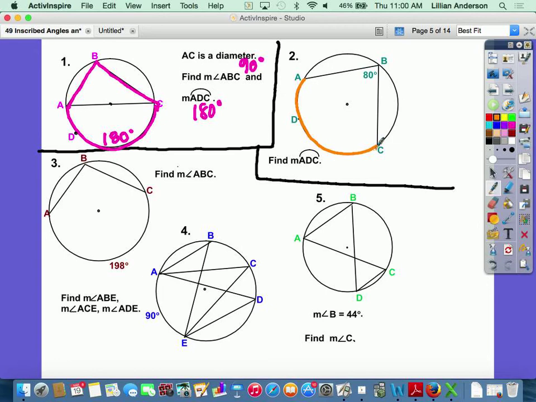I know angle ABC is 80. So I times it by 2. Very good. And so, what's the measure of the arc? 160.